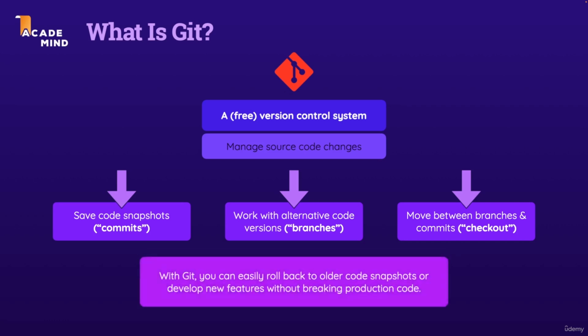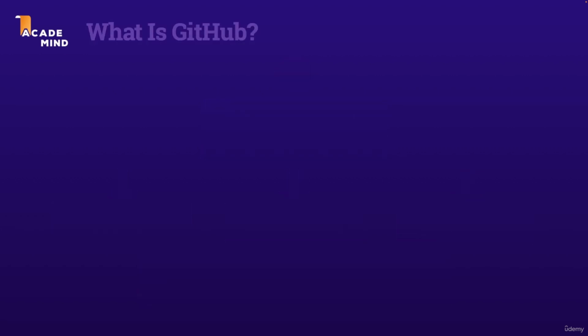So the idea behind Git is that you can use it to control your source code and, for example, easily roll back to older code snapshots if you messed something up, or develop new features simultaneously with your existing code without breaking that existing code, which might currently be powering your active website. And you will see these things and Git in action in that crash course section I just mentioned. So that's Git. What is GitHub then?